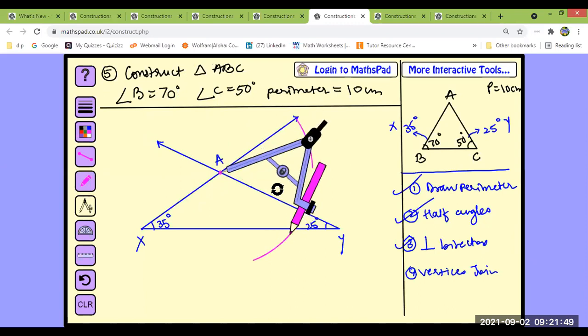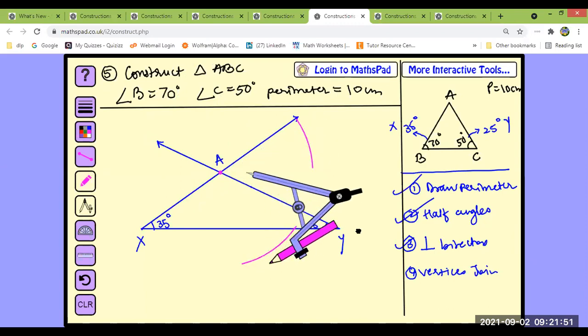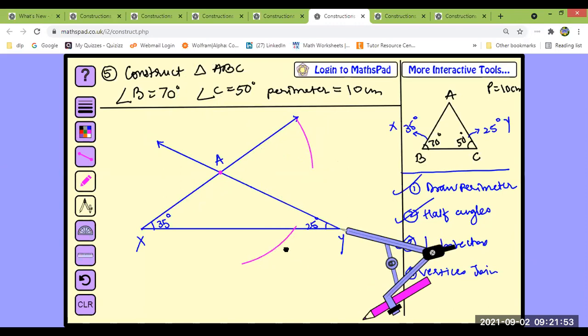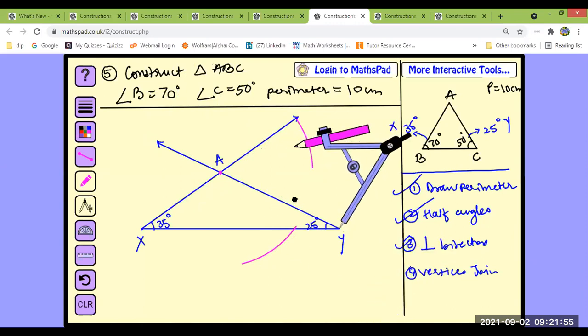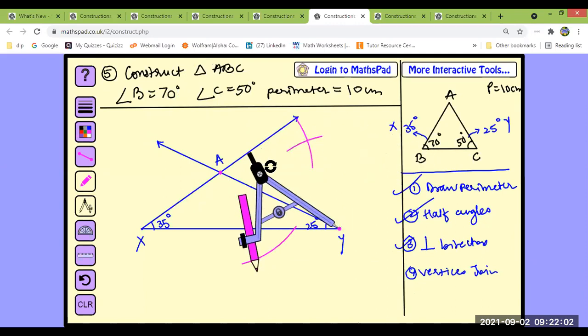Now place the steel point on the point Y. Without changing the distance, we are going to draw 2 more arcs so that they cross out the earlier ones. Like this, cross out the earlier arcs.